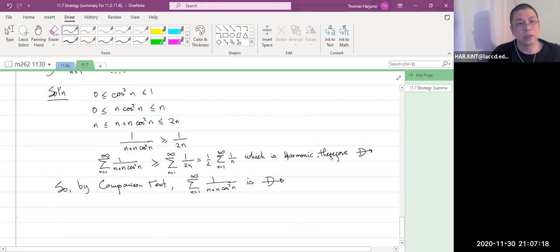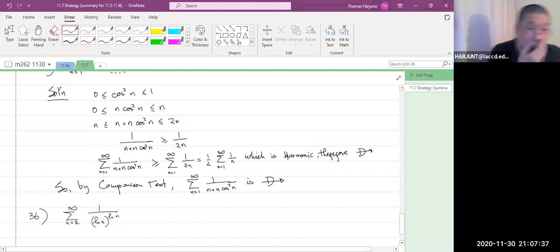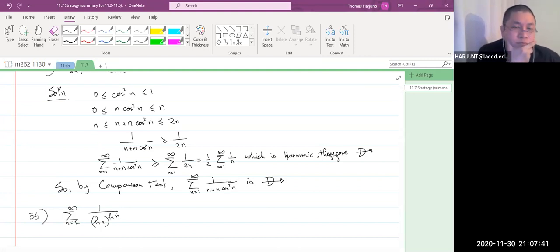How about number 36? They use ln 2. 1 over natural log of n to the power of natural log of n. Interesting. How would you do this?